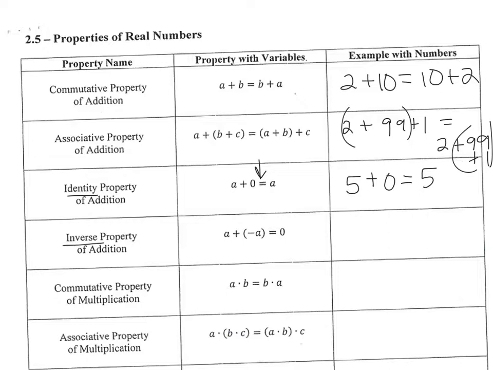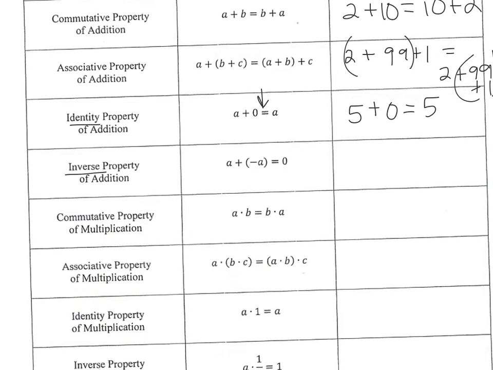Inverse is, what do you do to get the identity? So this is A and negative A are called additive inverse because they add up to the identity for addition, which is 0. So another example would be negative 6 plus 6. These are additive inverses, and they're adding up to the identity. So the identity for addition is 0.